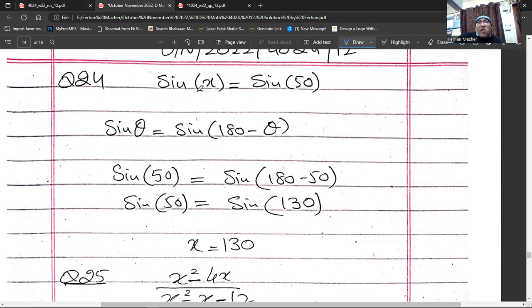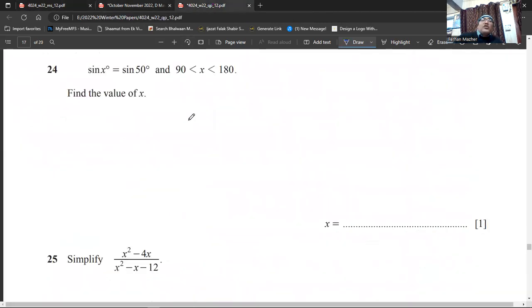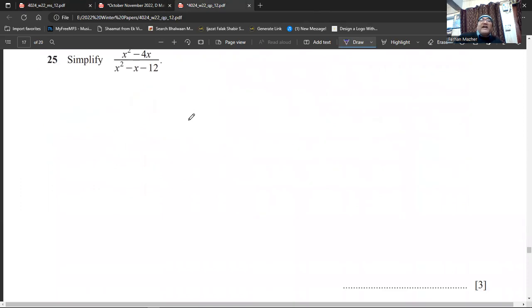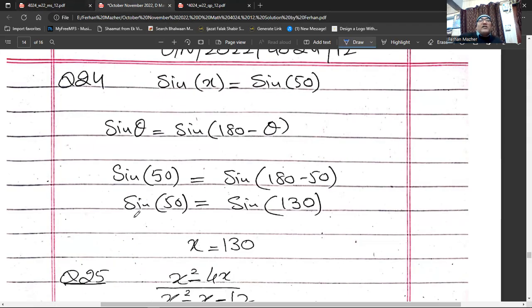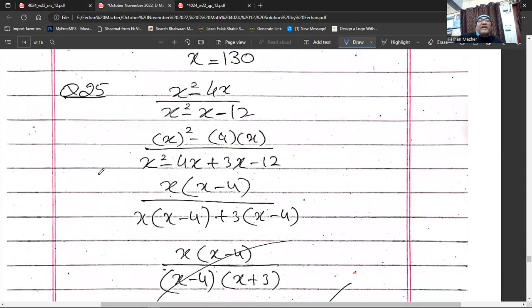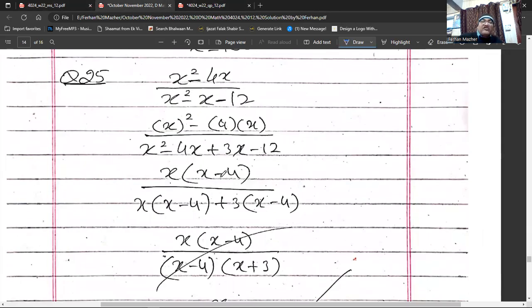Remember this formula. Okay, so question number 25 we have. He says simplify. It's a 3 marks question: x squared minus 4x, and the whole thing divided by x squared minus x minus 12. So upper and lower, they both can be factorized. From the top, I can take x common, so it will be x, bracket x minus 4, bracket close.